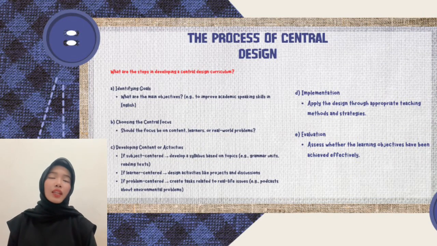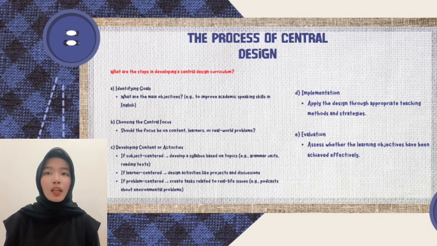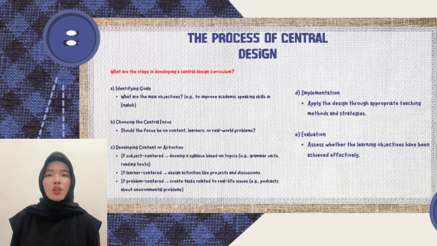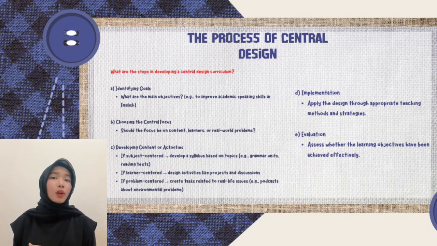Okay, we go to the next material, the process of central design. What are the steps in developing a central design curriculum? Part A is identifying goals. What are the main objectives? For example, to improve academic speaking skill in English. Part B is choosing the central focus. Should the focus be on content, learners, or real-world problems?